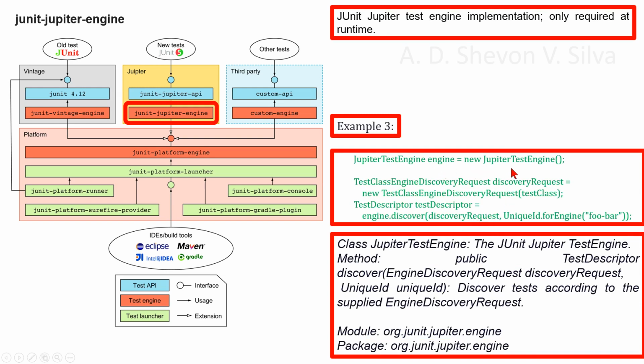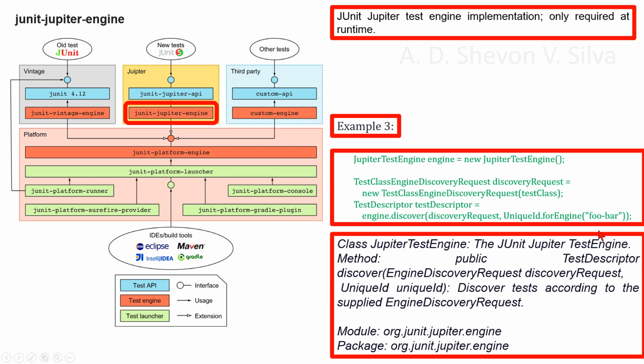Here you can see the class JupiterTestEngine, the JUnit Jupiter test engine. Here you can see the method public TestDescriptor discover(EngineDiscoveryRequest, UniqueId). This method discovers tests according to the supplied EngineDiscoveryRequest. This class is in module org.junit.jupiter.engine and package org.junit.jupiter.engine.